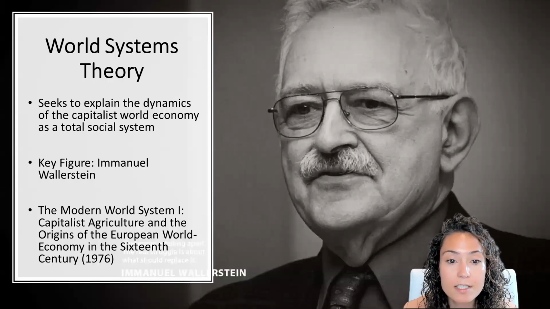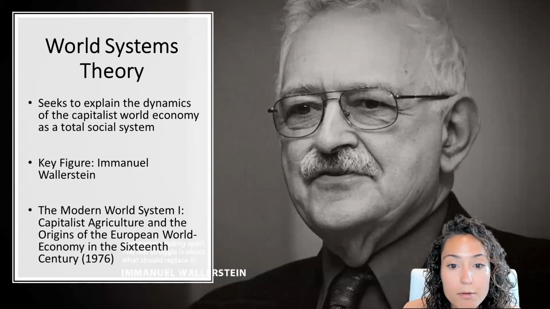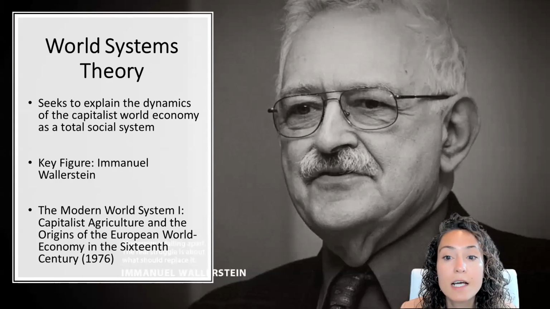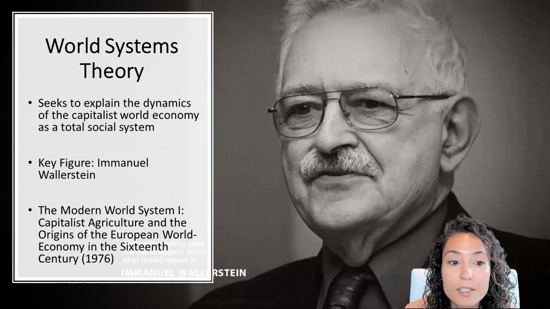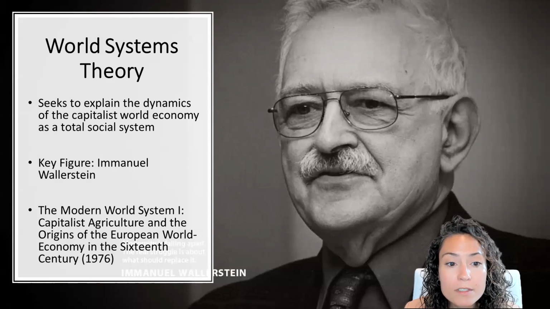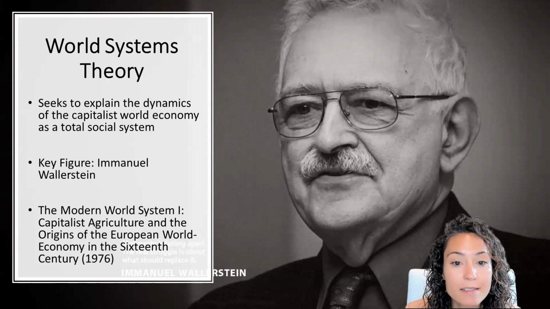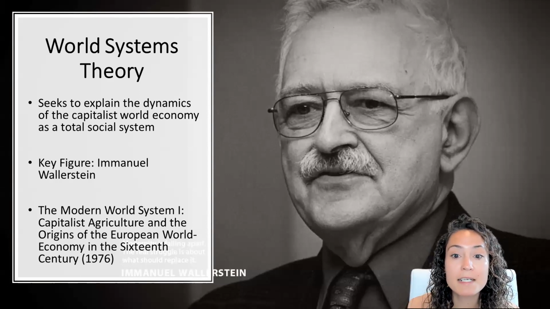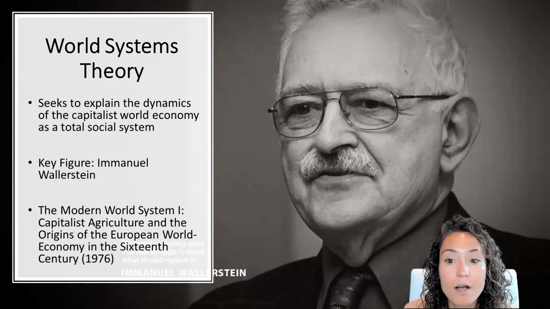Anthropologists and archaeologists have typically drawn on an approach called world systems theory to understand how globalization works. World systems theory is what's called a macro-sociological perspective that seeks to explain the dynamics of the capitalist world economy as a total social system. Its first major articulation and classic example of this approach is associated with the work of Immanuel Wallerstein.